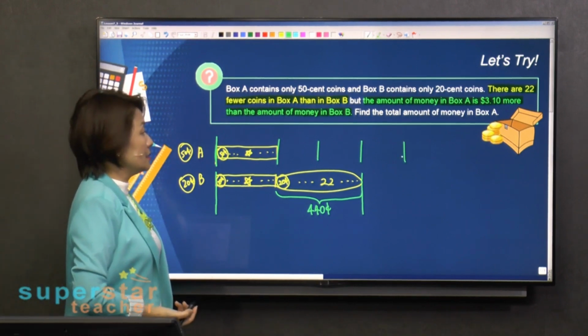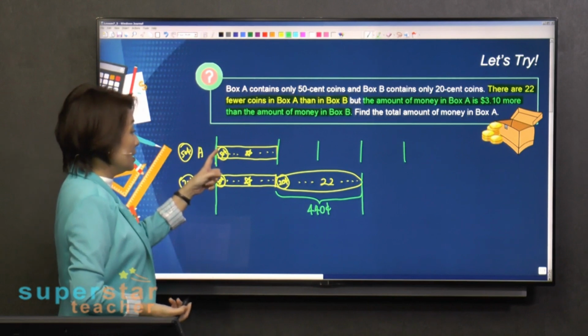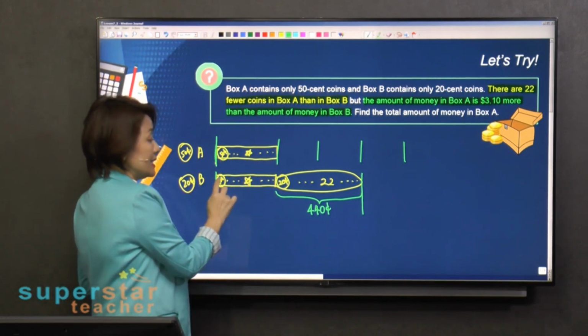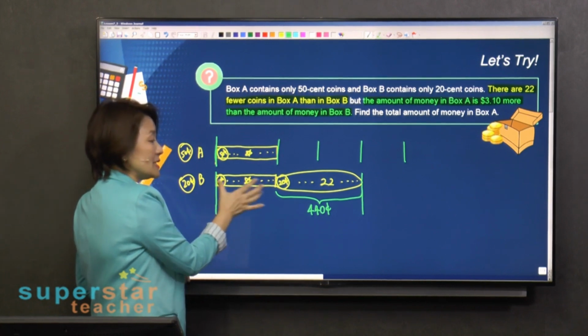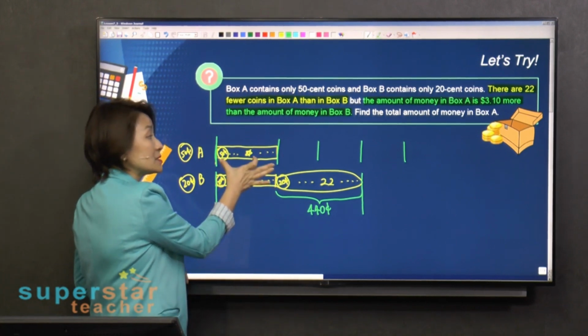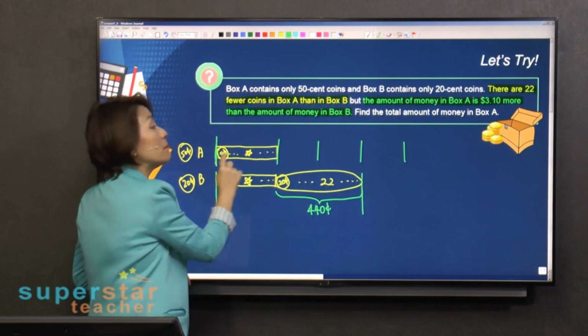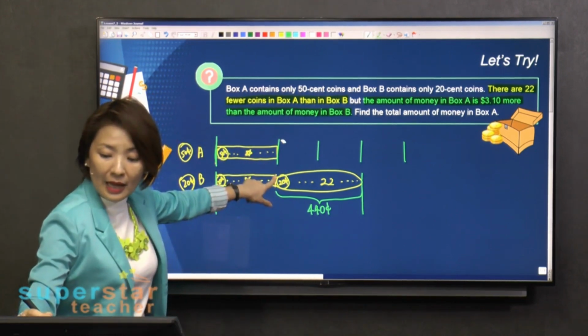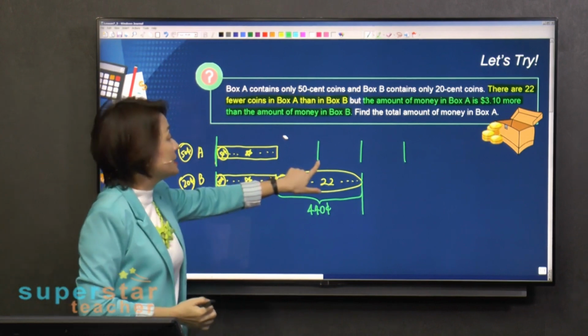What do you think? I know it starts here. Where should it end? Is it here? No. Why? Because if star pieces of 20 cents is this value, star pieces of 50 cents, each piece is 50 cents, it will be more than this. Right? Definitely more than this part here. So out. Okay? Is it this one?